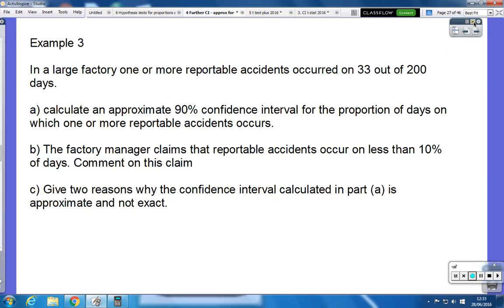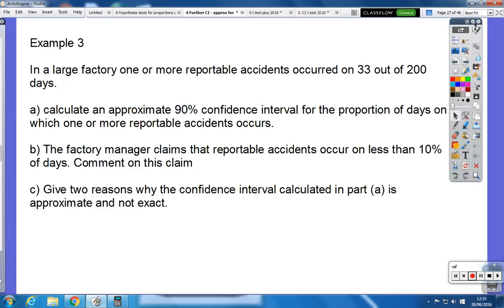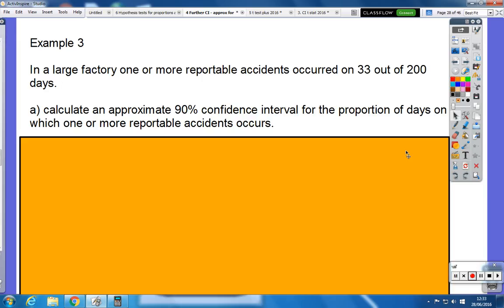Here's an example. Please pause it. I'm going to show you the two answers in a minute. So one of the first things I think you should write is, once you know it's binomial with 200 and the proportion is 33 out of 200. From that you work out the mean and the standard deviation, and from that you can go straight to the confidence intervals, which are here.